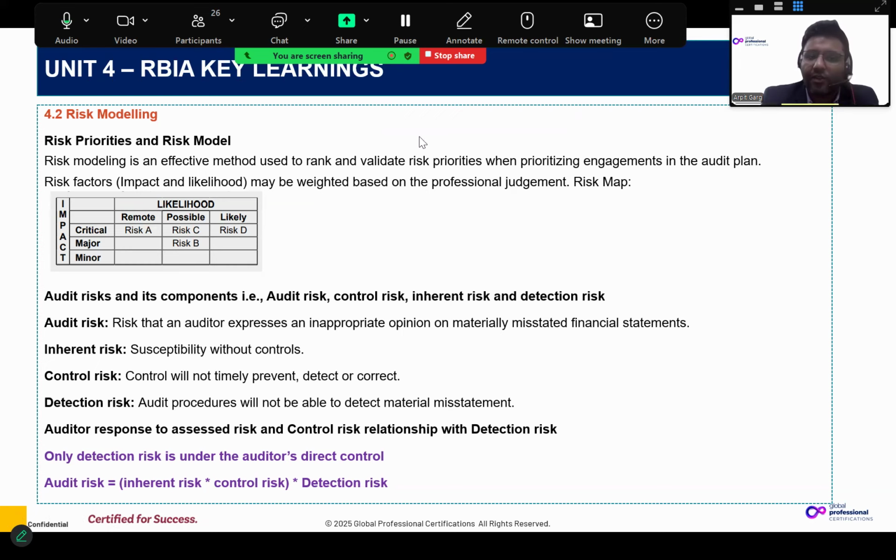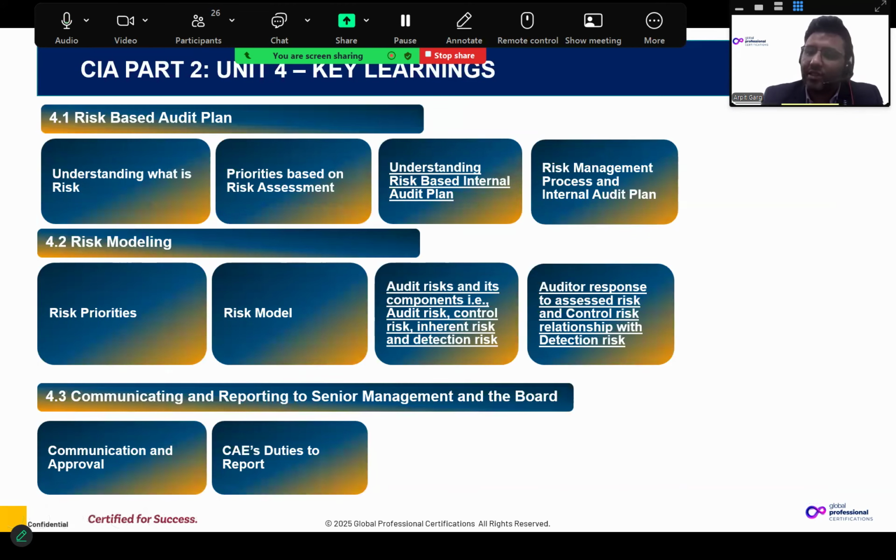So risk modeling is an effective method used to rank and validate risk priorities when prioritizing engagements in the audit plan. Risk factors, impact, and likelihood may be weighted based on professional judgment, and this is a small risk map. Right. So again, this is not very critical, but you should know it. The impact and likelihood, very simple. Now, people, very, very important for the exam is the audit risk and its components. Can you all say that audit risk has three components: control risk, inherent risk, and detection risk? The three components of audit risk are control risk, inherent risk, and detection risk.